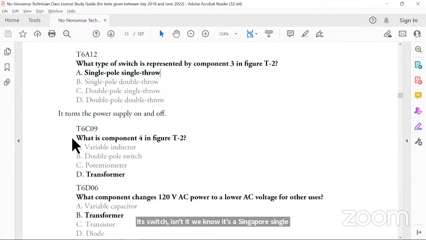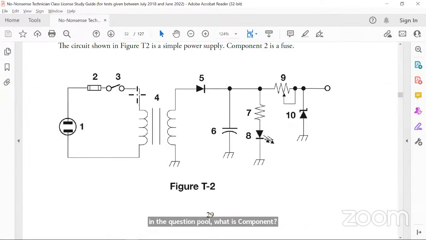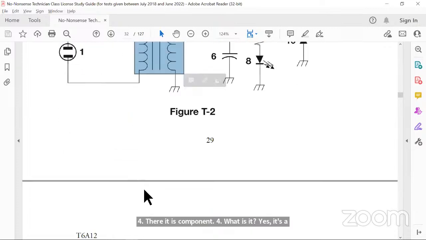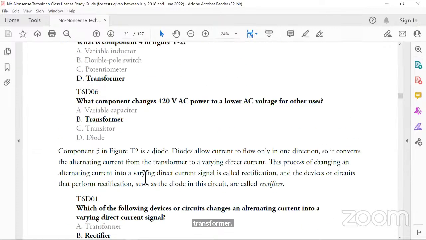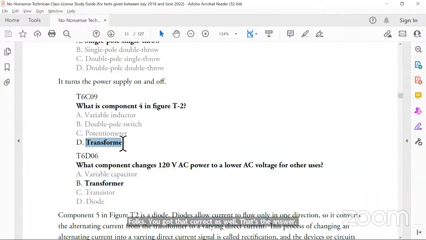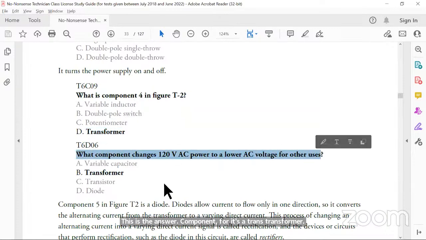Next question in the question pool. What is component 4 in T2? Let's see. What is component 4? There it is. Component 4. What is it? Yes, it's a transformer, folks. You got that correct as well. That's the answer. Component 4, it's a transformer. Next question in the question pool.